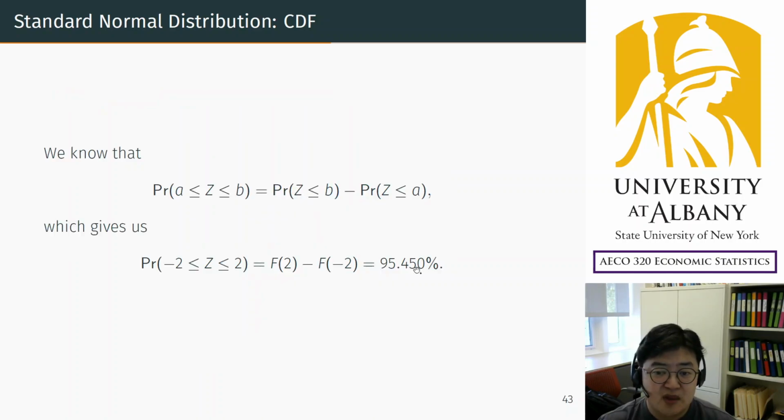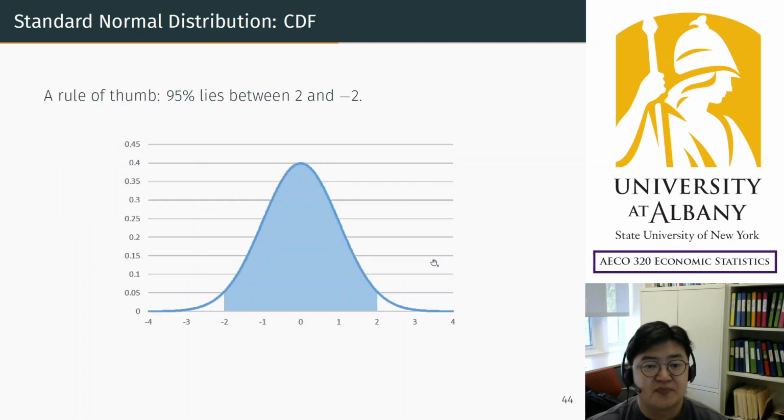By the way, this number is commonly used, 95.445%. Approximately, we are going to use this number quite often later. Rule of thumb: 95% of outcomes lie between plus and minus 2. This rule of thumb is used a lot in many applications, so keep that in mind. 95% rule, plus or minus 2. Okay.